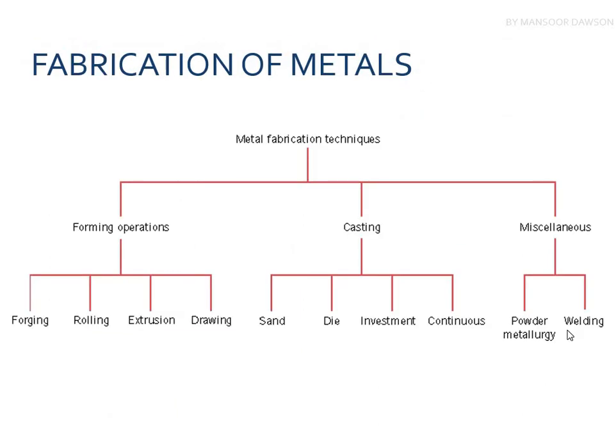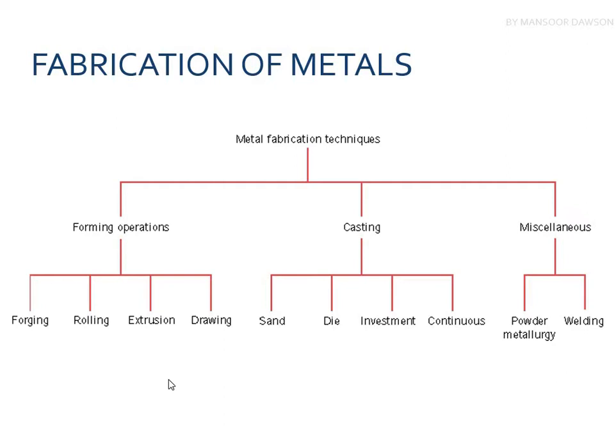Then in the fabrication of metals, the metal fabrication techniques are classified into three types. One is the forming operations, the second is the casting operations, and the third is special kinds of fabrication techniques, which involve powder metallurgy and welding. In forming operations we have forging, rolling, extrusion, and drawing. In casting we have sand casting, die casting, investment casting, and continuous casting.